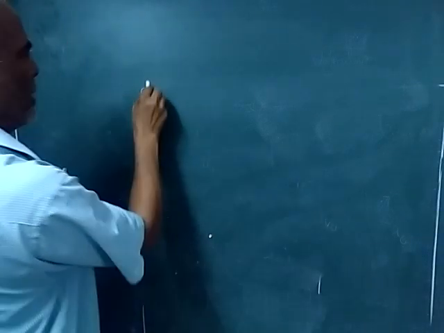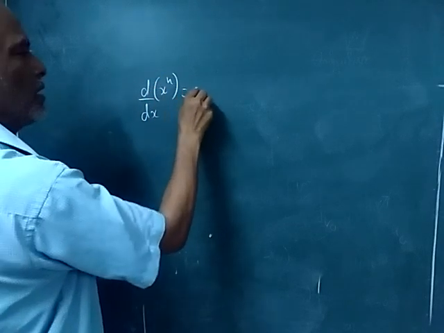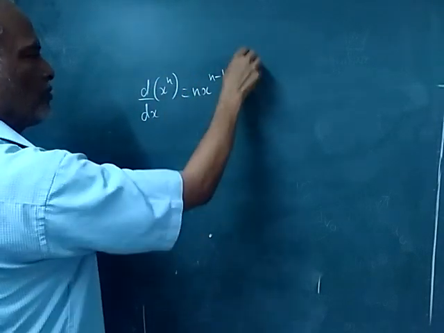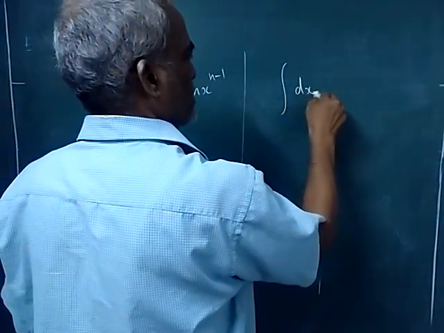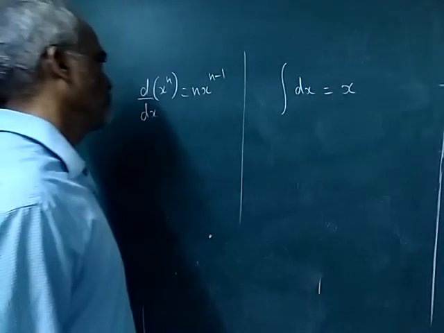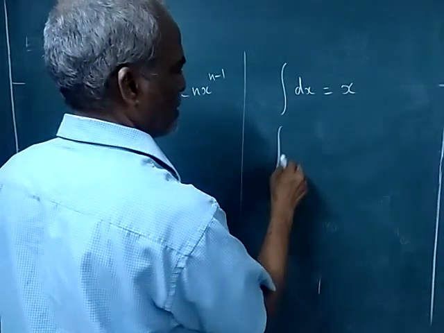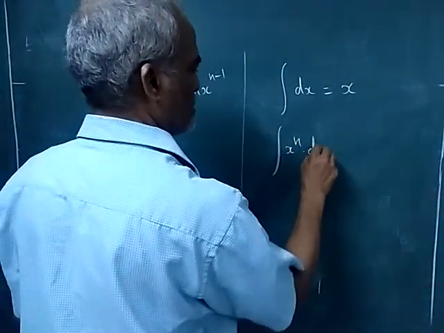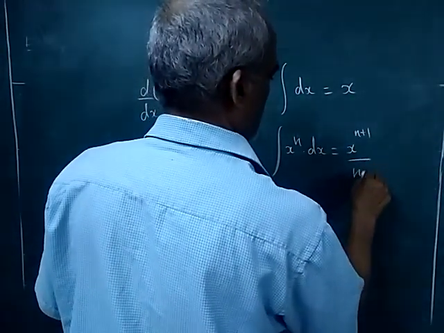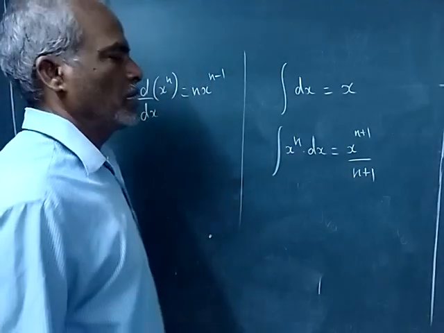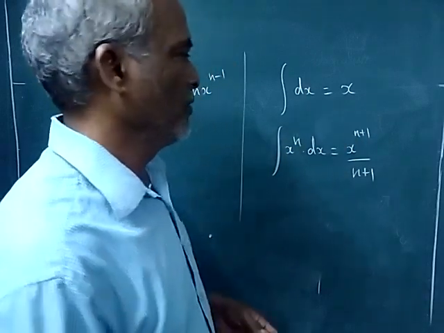So d by dx of x power n in differentiation is n x power n minus 1. This is one formula we are using. And in integration, integral dx is equal to x. This is another formula. And in integration we have used one more formula, integral of x power n into dx, which is equal to x power n plus 1 by n plus 1. Here n should not be equal to minus 1. If it is minus 1, the overall value will go to infinity.